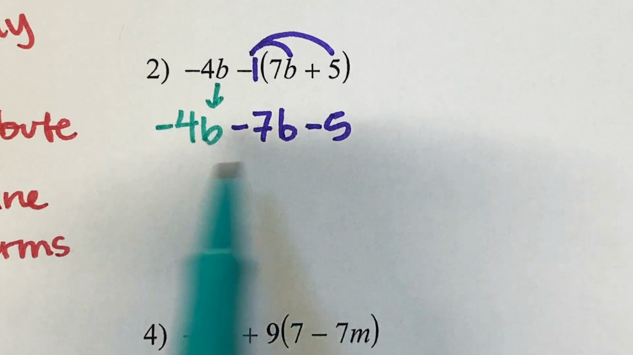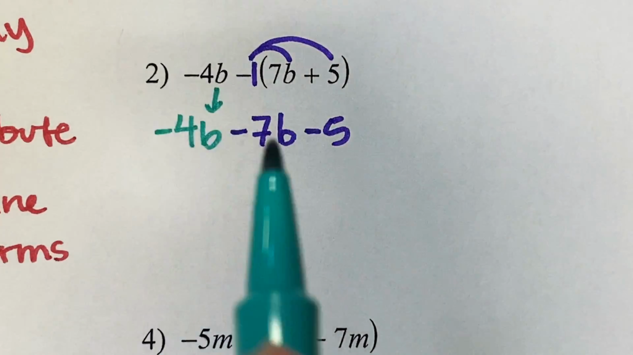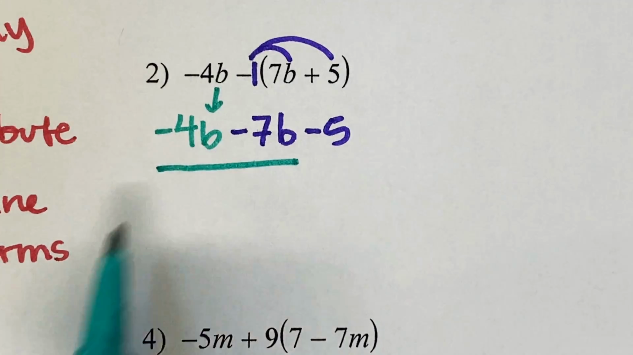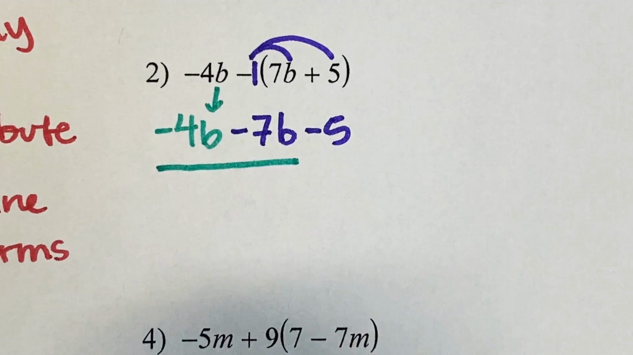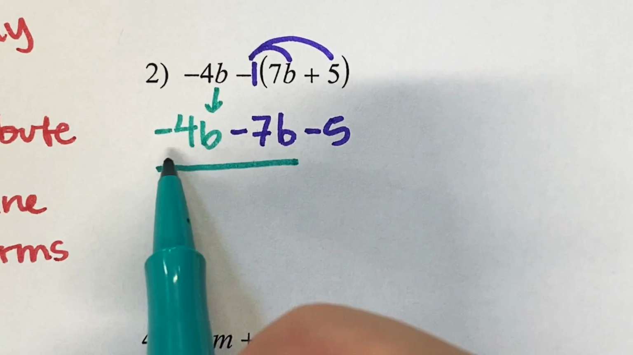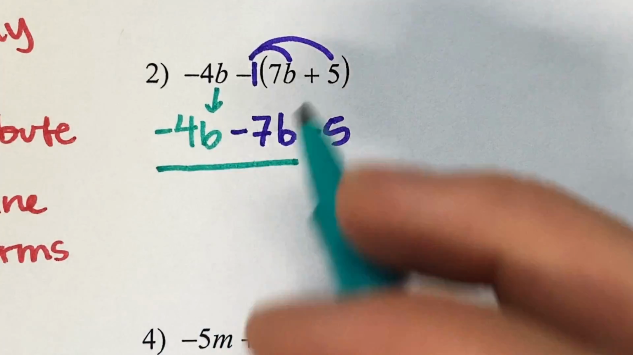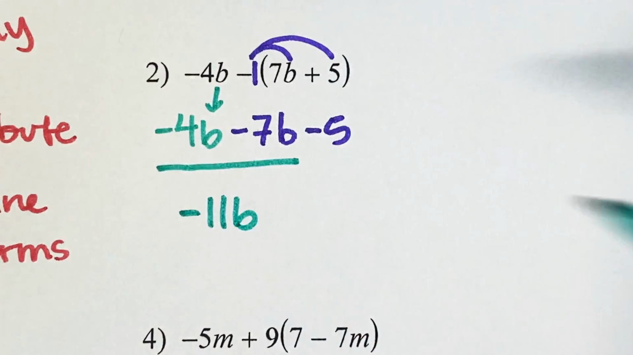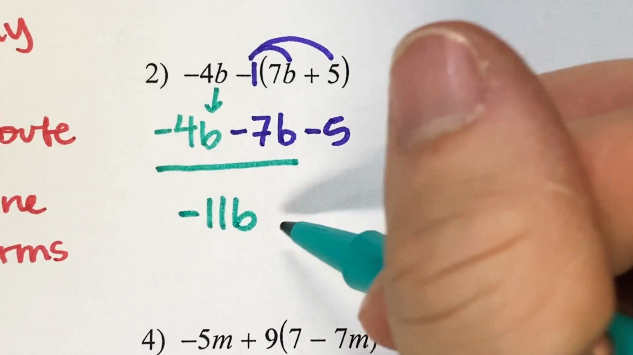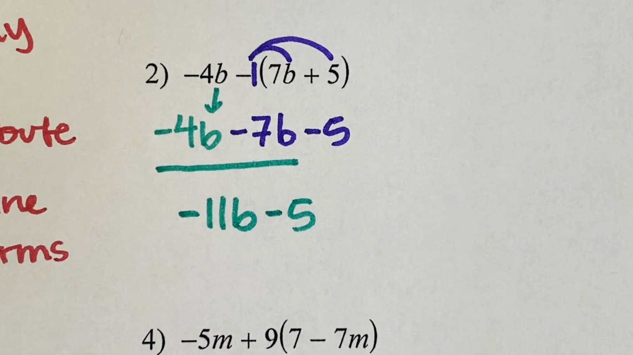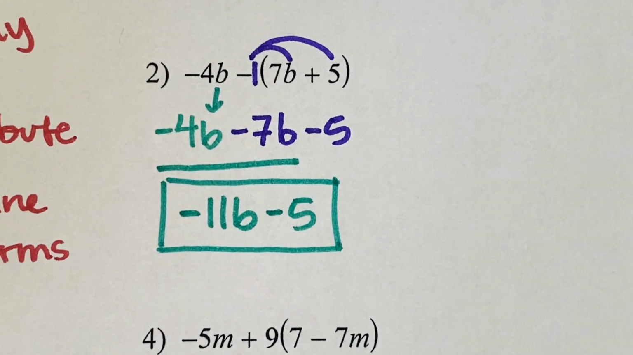Looking at this expression right here, where are my like terms? What terms can I combine? I can combine -4b and -7b, because they both have the variable b to the power of 1. So what is -4 minus 7 more? -4 minus 7 is going to give us -11b. Since we cannot combine that -5 with anything because it does not have the b, we can just write it next to it. They are not like terms, so that is as simplified as it'll go.